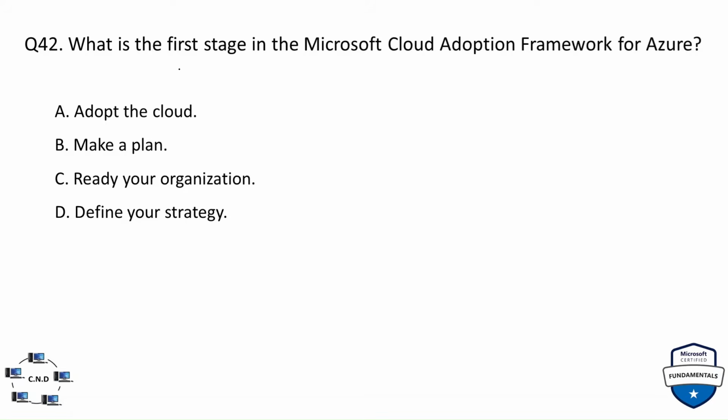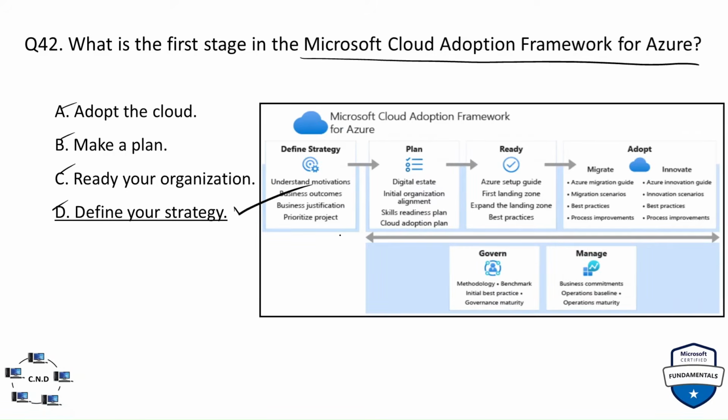Question number 42 is that what is the first stage in the Microsoft Cloud adoption framework for Azure? The options are option A, adopt the cloud, option B, make a plan, option C, ready your organization, and option D, define your strategy. And the correct option is define your strategy. So this is the diagrammatical representation of the Microsoft Cloud adoption framework for Azure. So the first step is defining the strategy, then planning, then getting ready, and then adopting the cloud. And after that, you go on and manage the cloud.